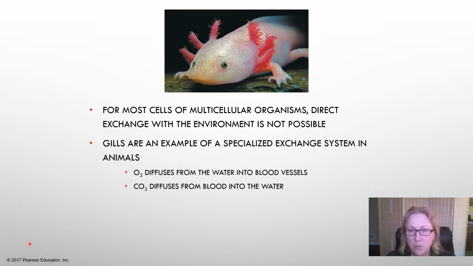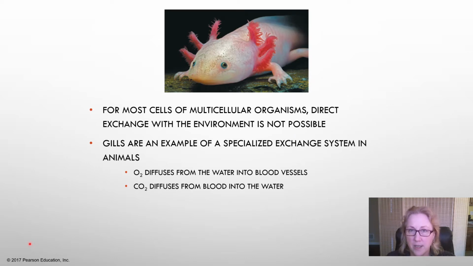Gills are one of these ways. So gills allow oxygen to diffuse into the circulatory system and allow CO2 to diffuse out into the surrounding water. And lungs serve essentially the same purpose, only now gas exchange is occurring with the air instead of with water.